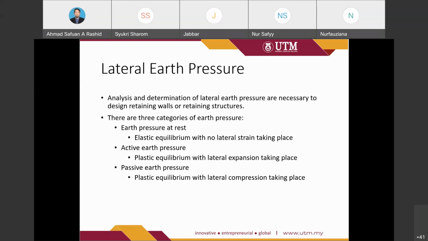Normally in design, we are more interested in the active pressure, where we assume that the soil has a lateral expansion. So it meets the plastic equilibrium, where it reaches the failure state. So there are two types of plastic equilibrium for the lateral stress. The first one is the active earth pressure, and the second one is the passive earth pressure, where the active earth pressure is more related to expansion, while the passive earth pressure is more related to compression.